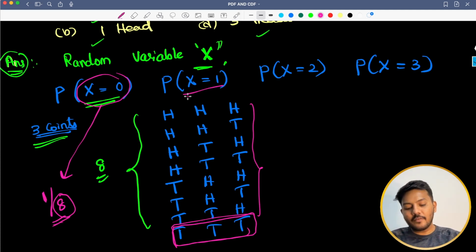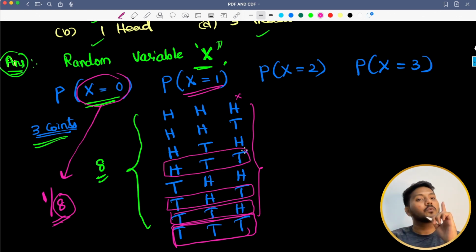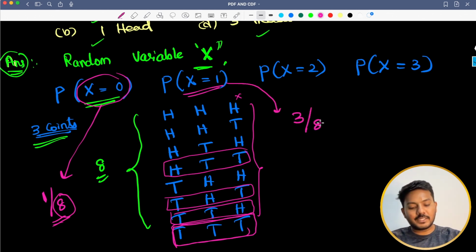And likewise, we'll check out the probability of x equal to 1. So here I will not take this one because it is having 3 heads. I have to calculate having only one head. So this is a record in which it is having only one head, and this is a record in which it is having only one head, and this is also a record in which it is having only one head. So the output would be, out of all the occurrences, which is 8, I have 3 occurrences in which I have exactly one head. Hopefully that is clear.